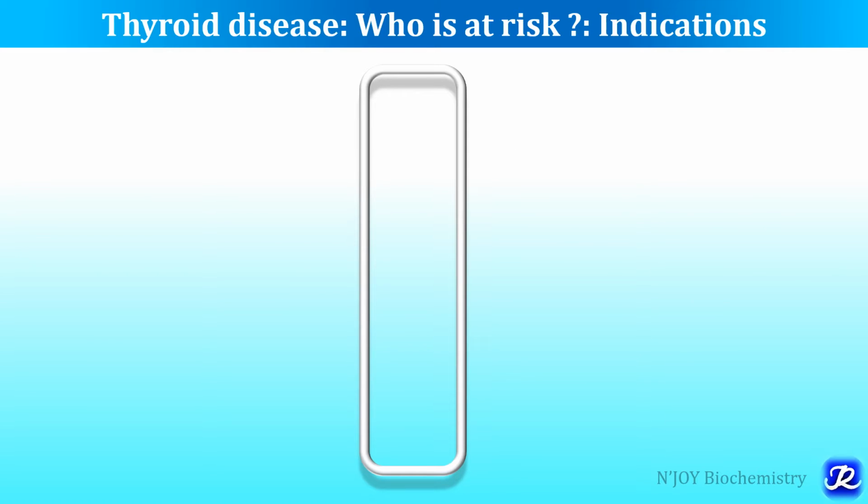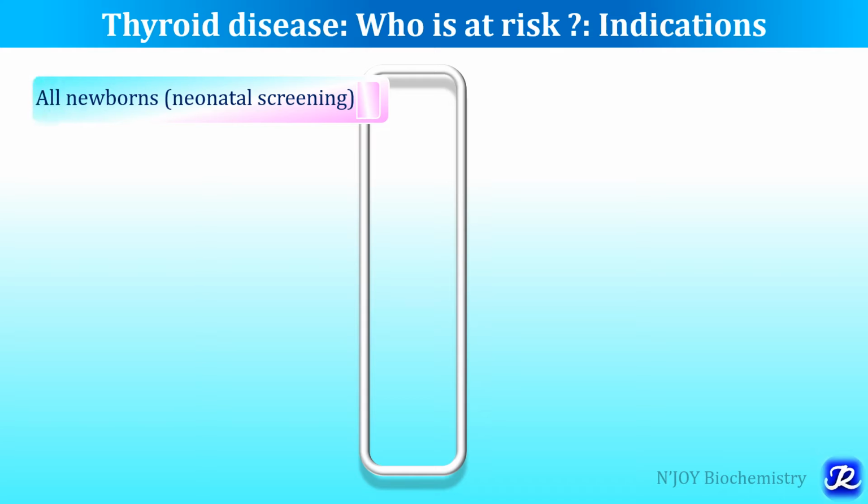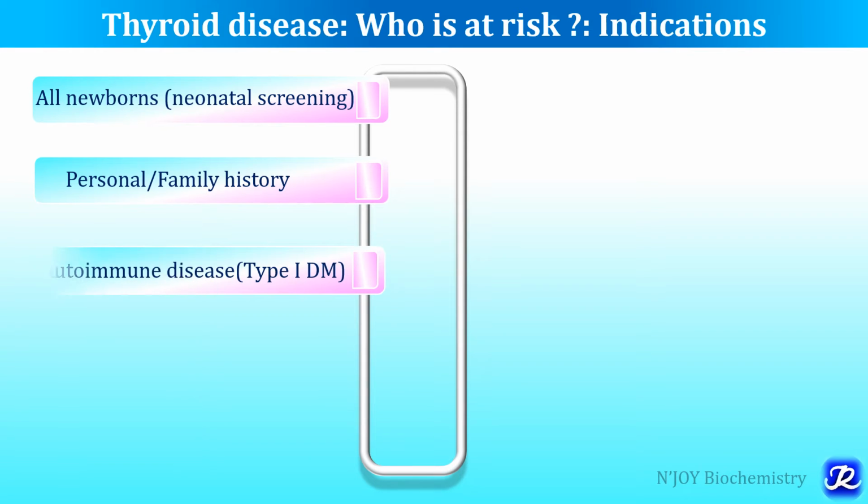Who is at risk for thyroid disease? So what are the various indications to do thyroid function test? Thyroid function test should be done in all newborns as a part of neonatal screening. If there is any personal or family history of thyroid disease, if there is the presence of autoimmune disease like type 1 diabetes mellitus, because most of the thyroid disorders are associated with autoimmune disease. Autoantibodies are generated, for example Hashimoto's disease, Graves' disease, all these are autoimmune diseases.